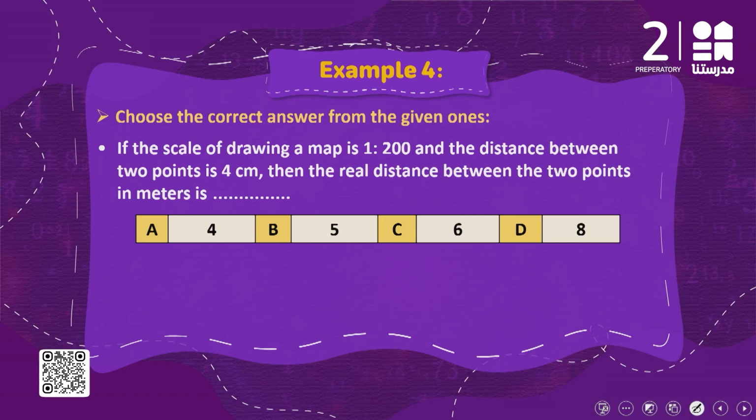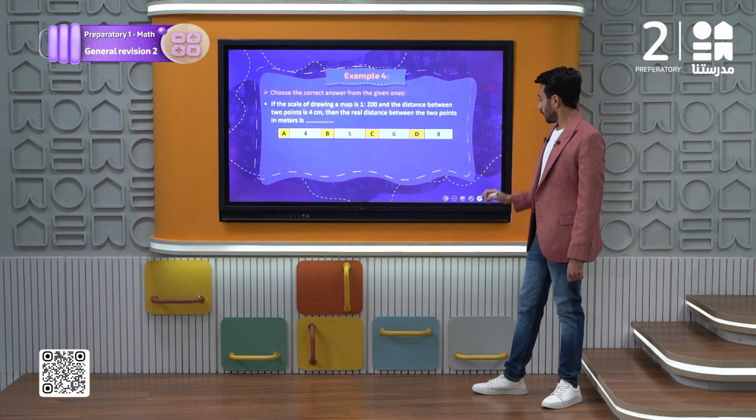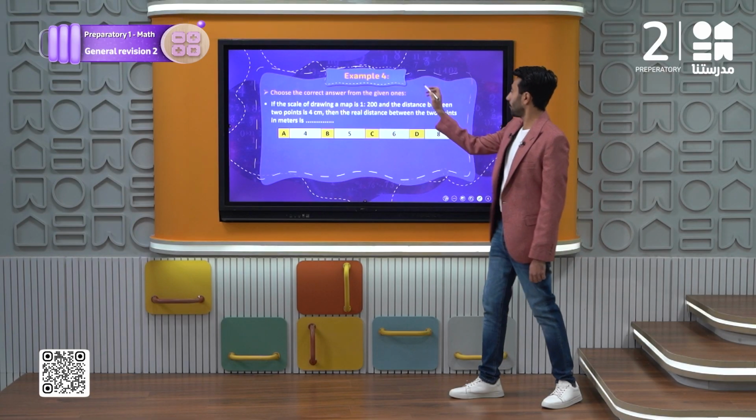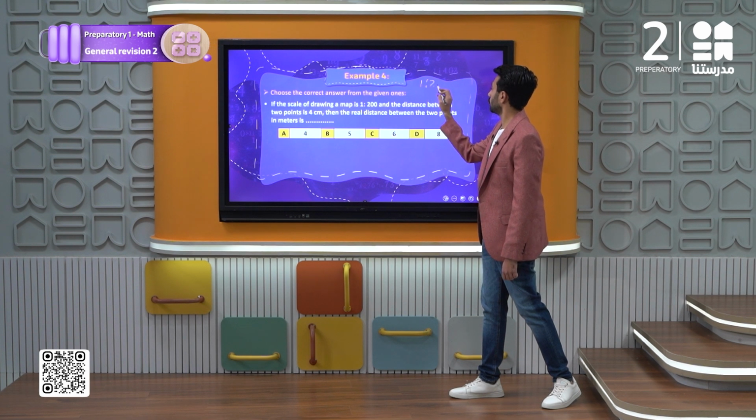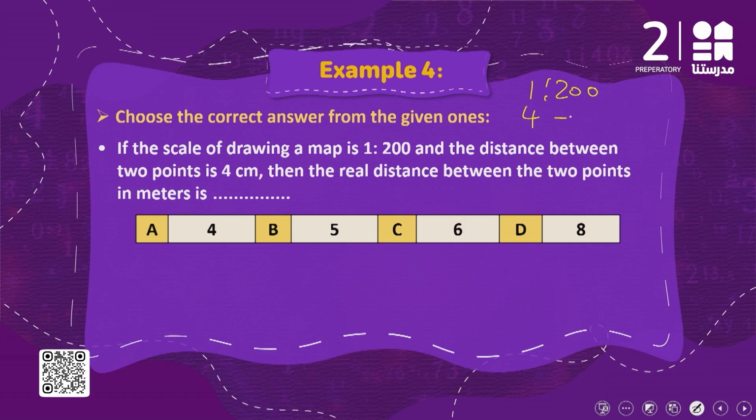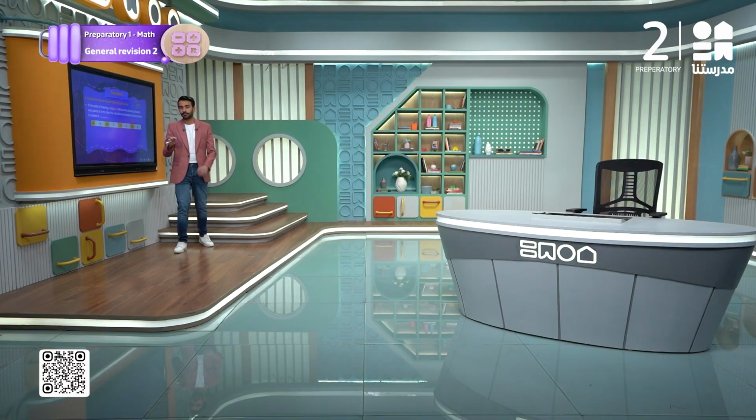Choose the correct answer from the given ones. If the scale of drawing a map is 1 to 200, and the distance between 2 points is 4 centimeters, then the real distance between the 2 points in meters is: the map scale. If you can remember, if you have 1 represented by 200, what about 4? You just need to multiply this value by 4. That means this is 800 centimeters. Take care. Map scale.